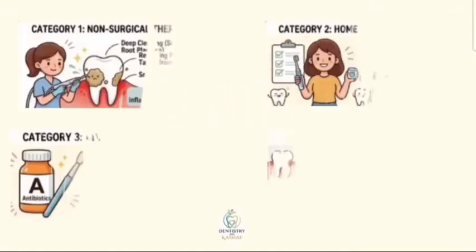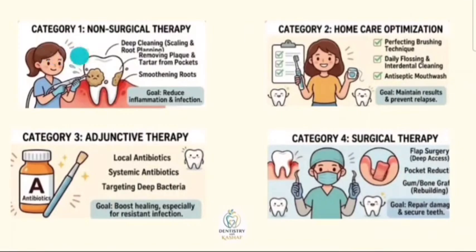Okay, what is treatment and prevention, which everybody wants to know? The first category is non-surgical therapy, of course, scaling and root planing, where the calculus and debris are removed. Category 2 is home care optimization, meaning your OHI, oral hygiene instructions. Of course, brushing, flossing, and antiseptic mouthwashes.